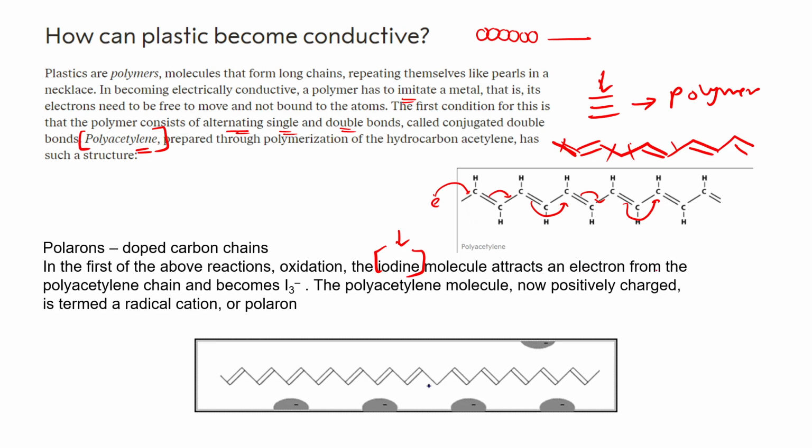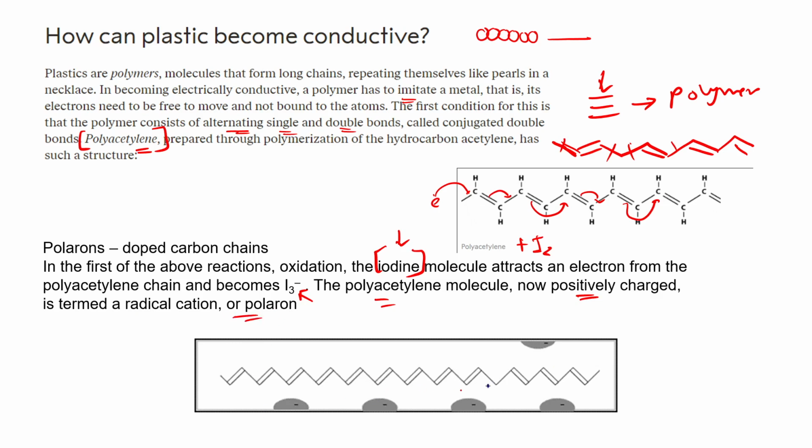That attracts one electron from the polyacetylene chain and becomes I3 minus. When polyacetylene is reacted with iodine, they observed oxidation and iodine becomes I3 minus. One of the electrons is captured by iodine, so it got reduced and the double bond system got oxidized. Now this polyacetylene molecule is positively charged. In the animation they have shown this, and you can easily understand it. They term this a radical cation or a polaron.